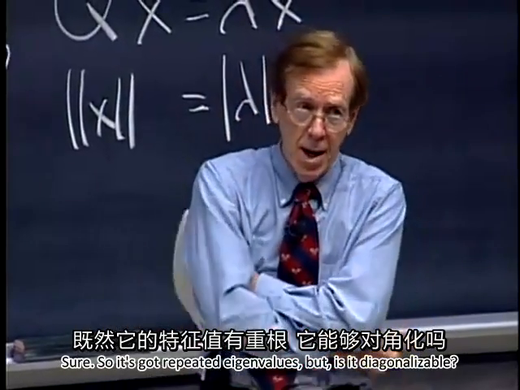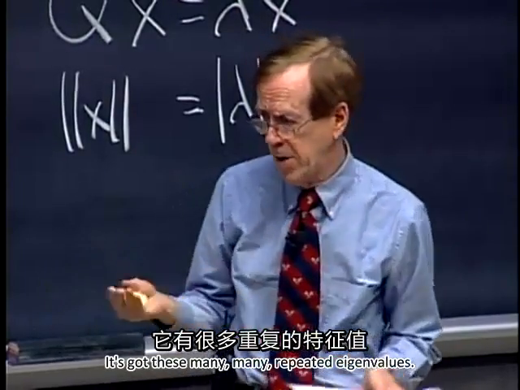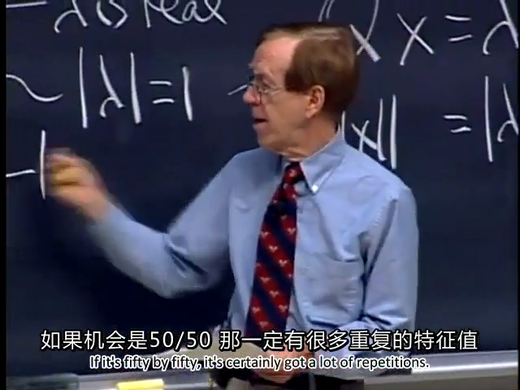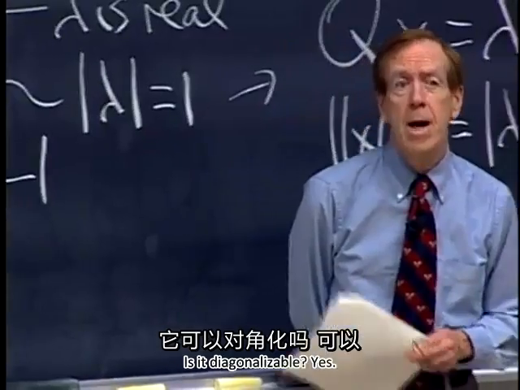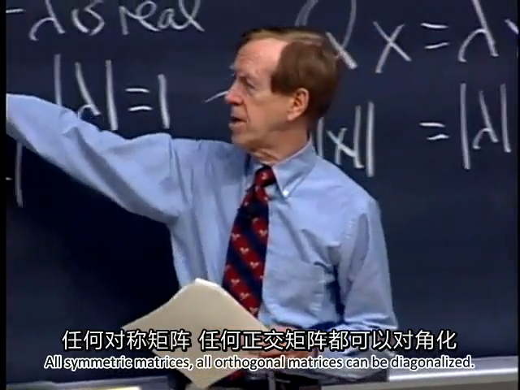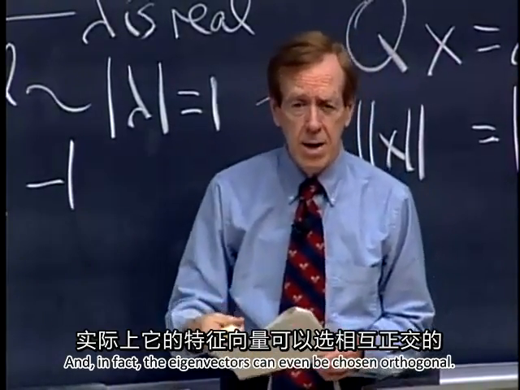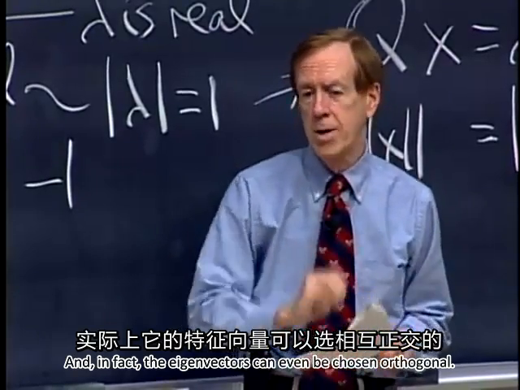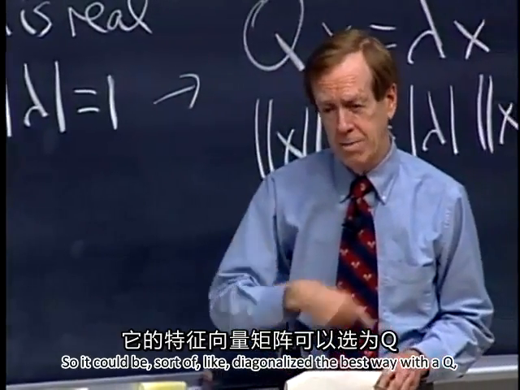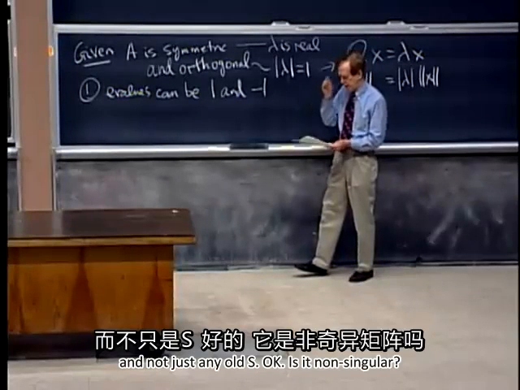But is it diagonalizable? It's got these many, many repeated eigenvalues. If it's 50 by 50, it's certainly got a lot of repetitions. Is it diagonalizable? Yes. All symmetric matrices, all orthogonal matrices can be diagonalized. And in fact, the eigenvectors can even be chosen orthogonal. So it can be diagonalized the best way with a Q and not just any old S.